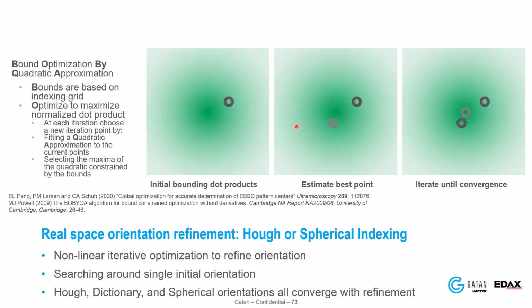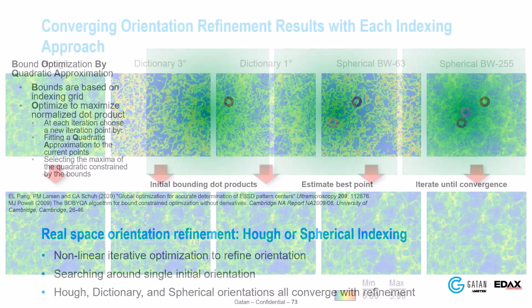So what's nice about this is this orientation refinement can use this matching technology. We can use it on Hough indexing, dictionary indexing, or spherical indexing results, and pass it through this orientation refinement. So as I show these refinement results, these are possible even with just your standard Hough results. Again, you do need to save the patterns though for this to work.